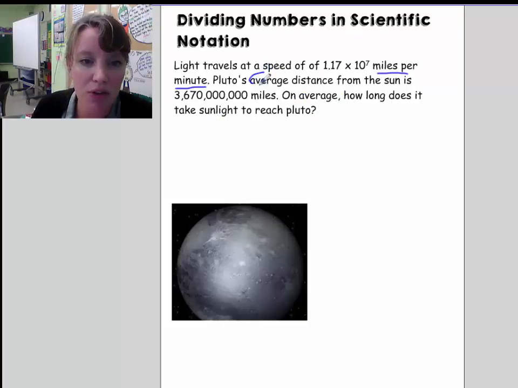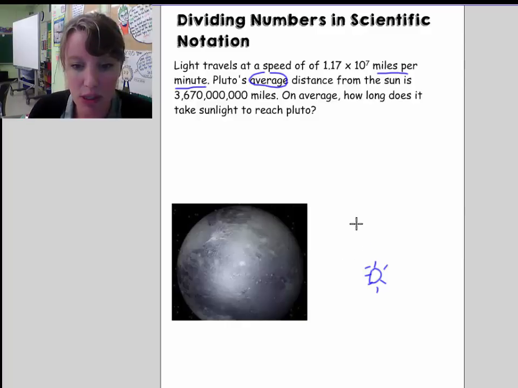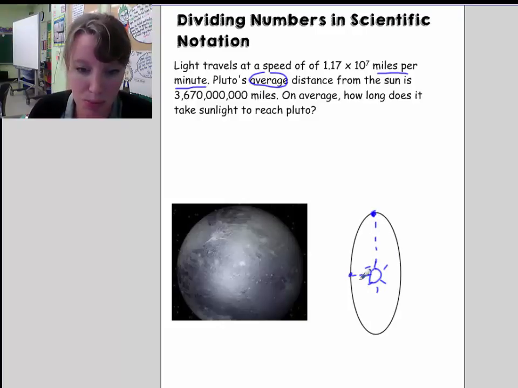So remember, an average distance, that's because, here's the sun, right? And Pluto is traveling this elliptical orbit around the sun. So it's traveling like this path around the sun that's actually an ellipse. So sometimes it's not a full circle. Sometimes it's pretty far away from the sun, and sometimes it's pretty close to the sun. So when we talk about average distance, you take the average between the longest distance away and the shortest distance away to create an average.